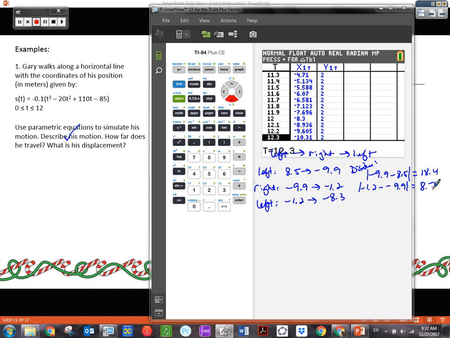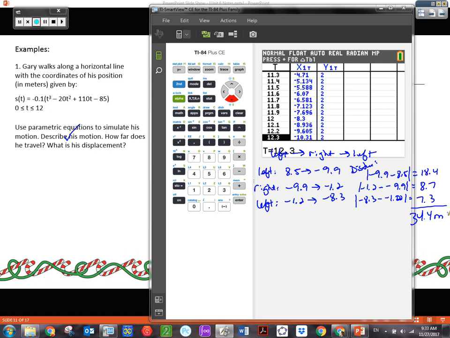And the last leg, when he turned around, he went left again. We do the absolute value of end, which is negative 8.3, minus beginning, negative 1.2, and that gives me 7.3 meters. So I add all those distances up, and Gary traveled 34.4 meters. That was his distance. So I'm going to pause there for a second. Are we okay with that? So I just calculated each. We have to calculate them separately. We cannot do them together.